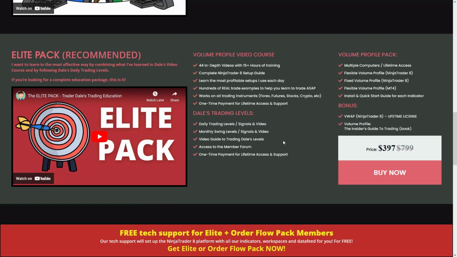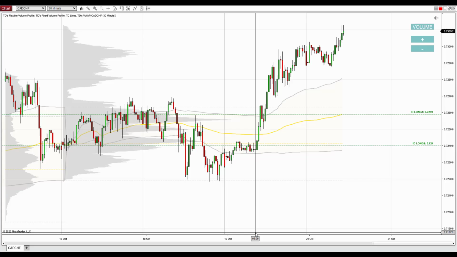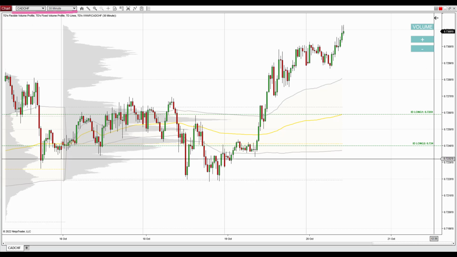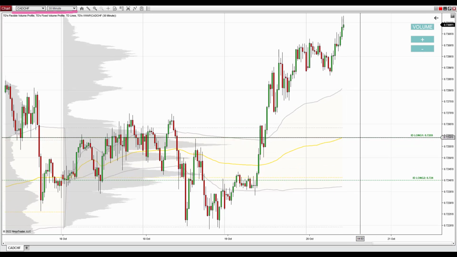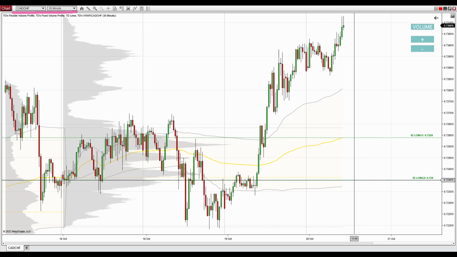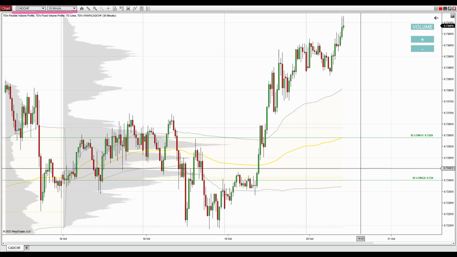And let me now switch over to the charts and do the trade analysis. So what I want to talk about today is the Canadian dollar Swiss franc, a day trading analysis. I'm going to work with a 30-minute time frame, and what I want to talk about is two strong supports. The first one is at 0.7259. The second one is at 0.7240.